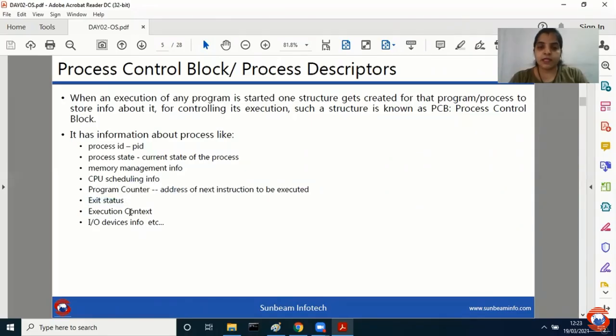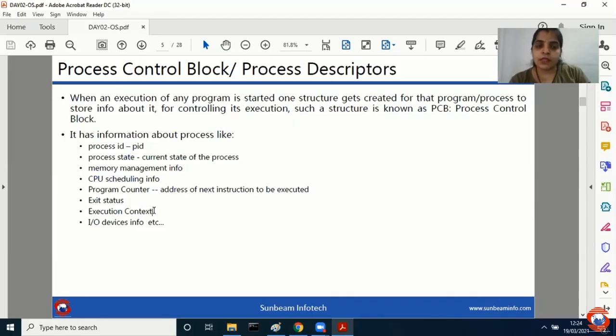Exit status means whether my process has exited successfully or not. Whether I ended the task, whether it gave me an error, whether I directly closed it or saved and closed it, or a power cut happened and my process was lost. So exit status was normal or abnormal based on the situation. It maintains the status of that process.